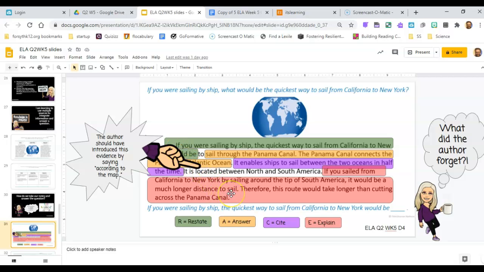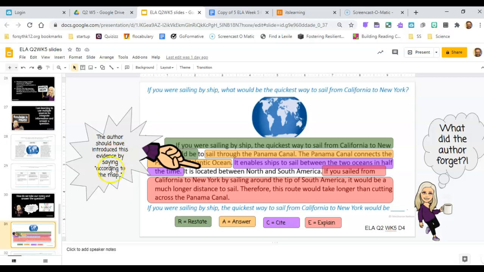The answer here, the fastest would be to sail through the Panama Canal. The Panama Canal connects the Pacific and Atlantic Ocean. That's your answer. And then C, it enables ships to sail between the two oceans in half the time. It's located between North and South America. So that you got from the text. But if you look here, what did the author forget? This idea of they didn't give credit to the text.